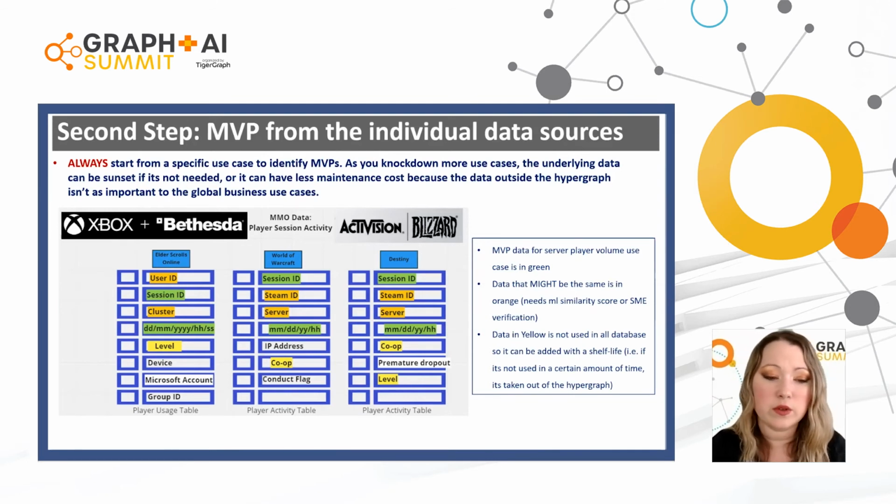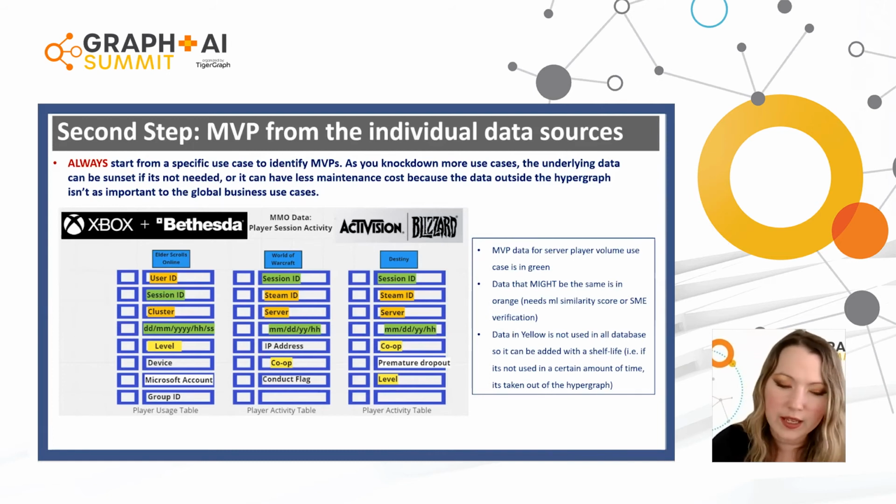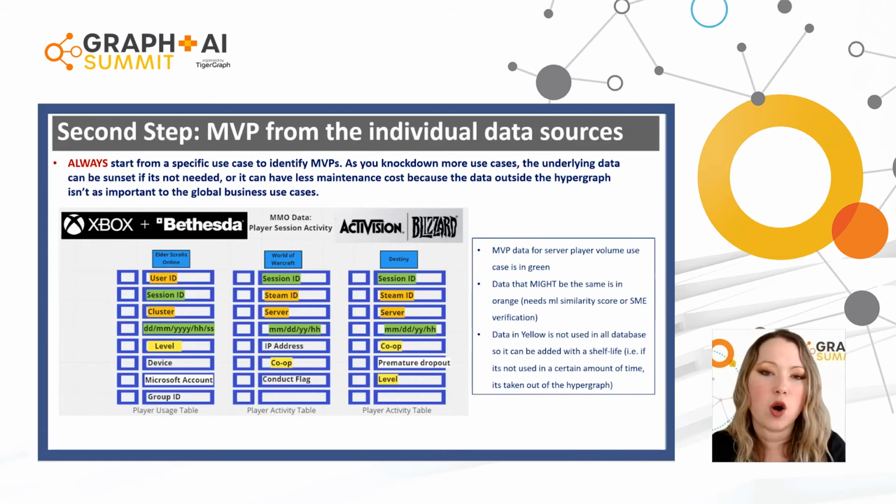The other thing you want to do is things that are exact matches, you put those in green. I color code everything. You can use whatever method you like. Then you look at things that are probably close matches, and you definitely want to get some kind of similarity score on those if you're using a machine learning technique for matching, or get SMEs involved if you are using a more manual approach. Depending on your use case, I hope you're not using manual, but that's up to you.